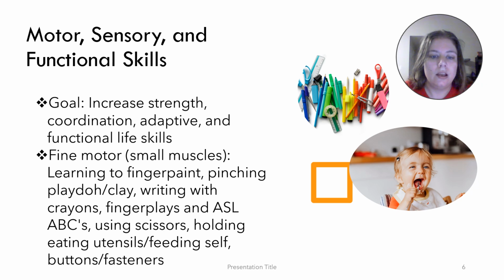And then, oh man, this is the big one. Buttons, fasteners, tying shoes, holding utensils, and feeding yourself. Those are those functional skills that we really saw lacking when I was teaching preschool. Obviously in the special needs classroom, it's a little bit different, but even in the regular ed classroom, we had to spend a couple weeks learning how to tie shoes and learn how to do those things. Not saying that your 4-year-old doesn't know how to do that. It's a very difficult skill to learn how to tie shoes.